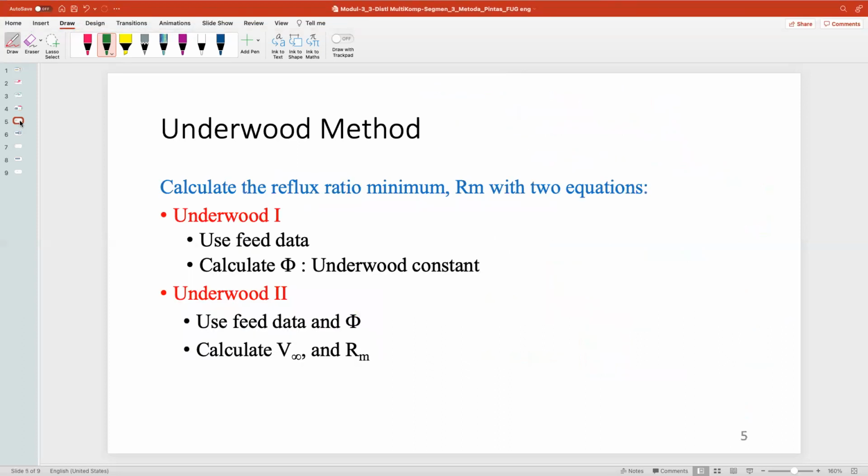Okay, the next question: once we know the NM, the next step is to find RM with the Underwood method.